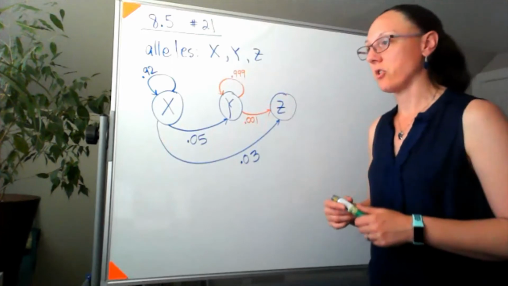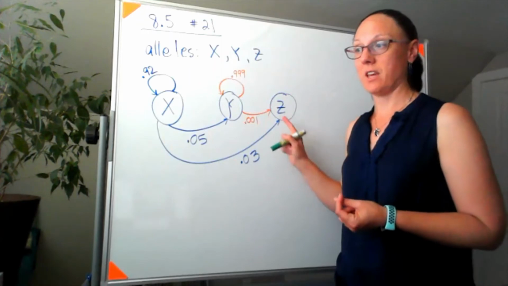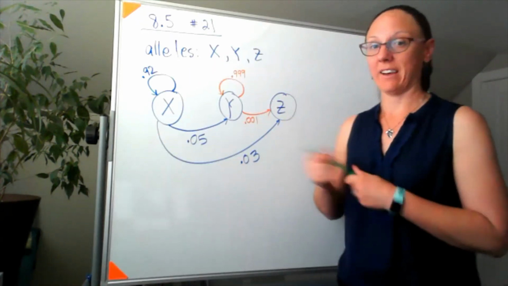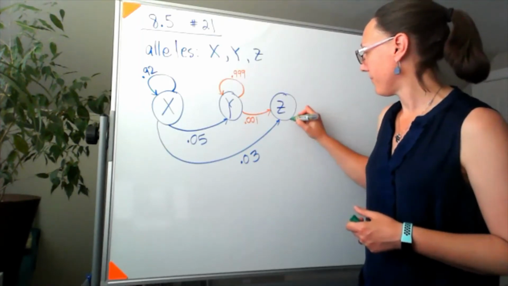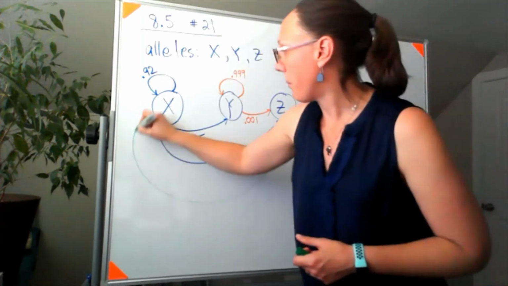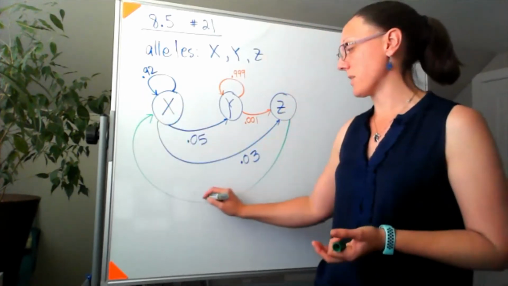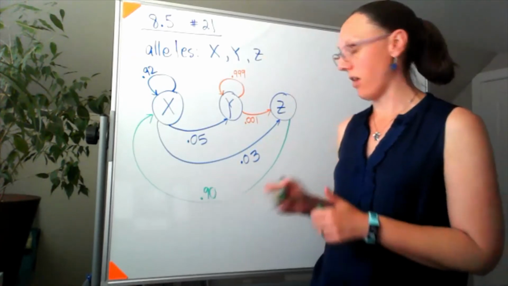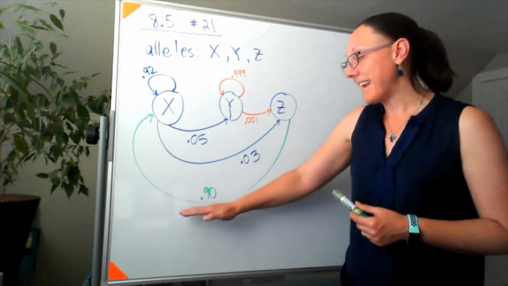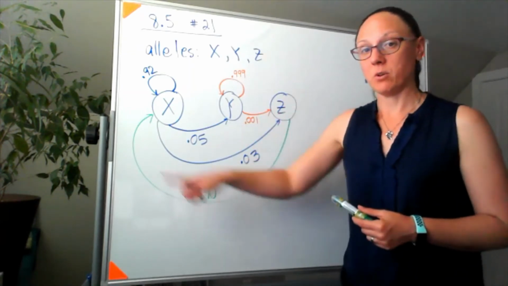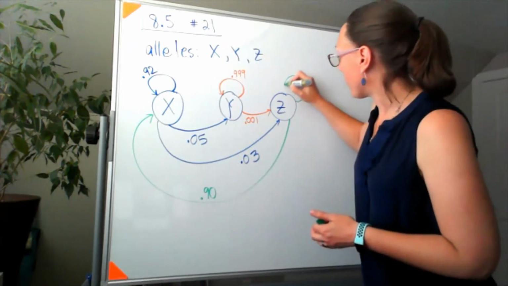And then the last thing that we're told is that 90% of the individuals carrying allele Z mutate to carry allele X. So from Z, we've got to mutate back into X, and that rate was really high. That was 90% or 0.90. And again, the rest of the individuals remain unchanged. So if 90% of Z is mutating into X, that means 10% is remaining as Z.